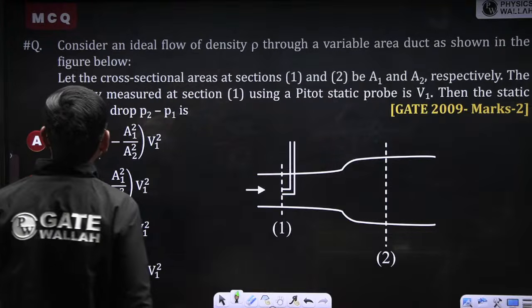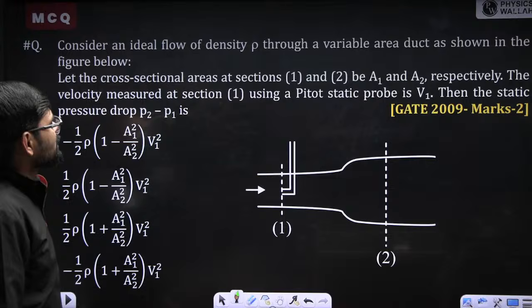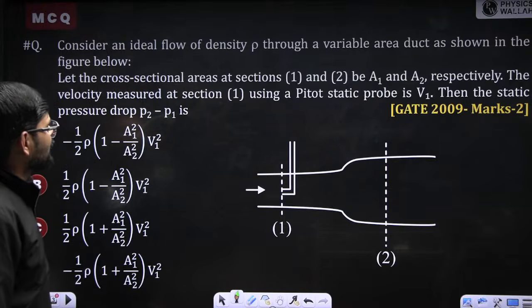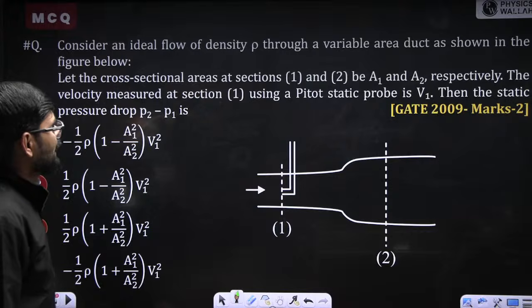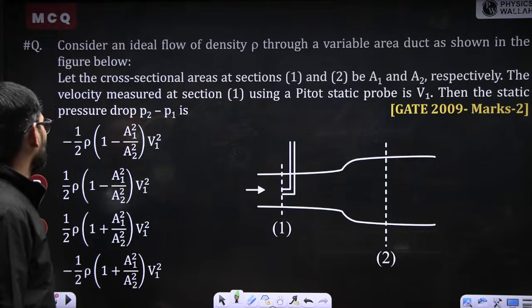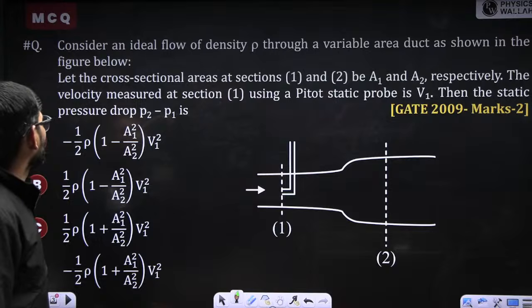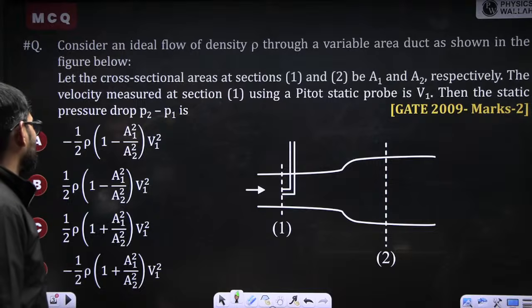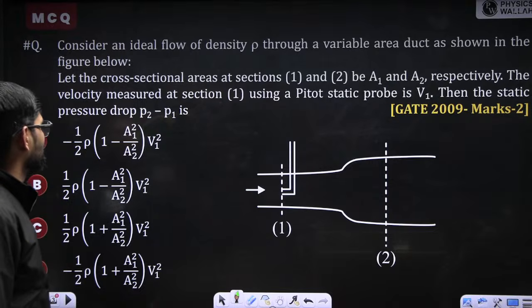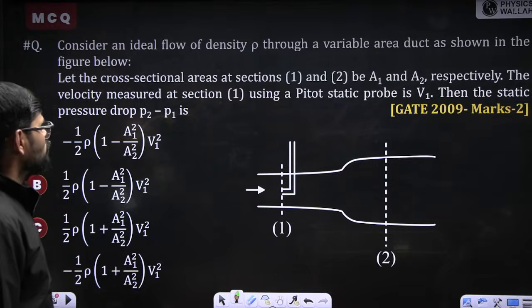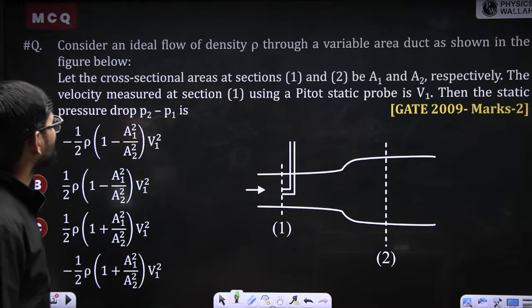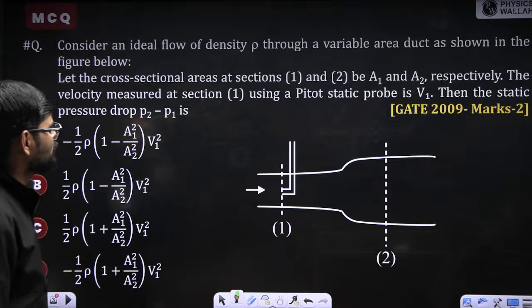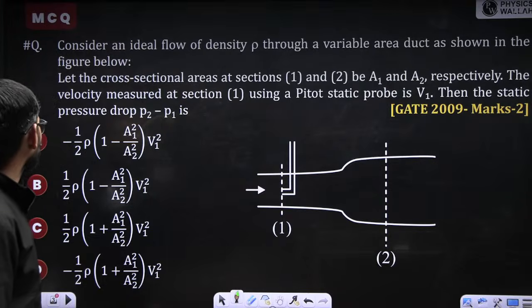Consider an ideal flow of density rho in a variable area duct shown below. Let the cross-section area at 1 be A1, and respectively A2 at 2. The velocity measured at section 1 using a pitot tube is V1. The static pressure difference P2 minus P1 is to be found. So what do we need to find out?